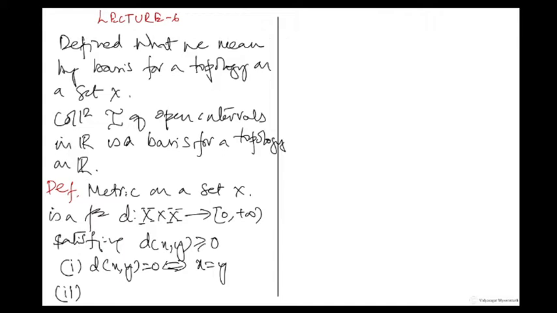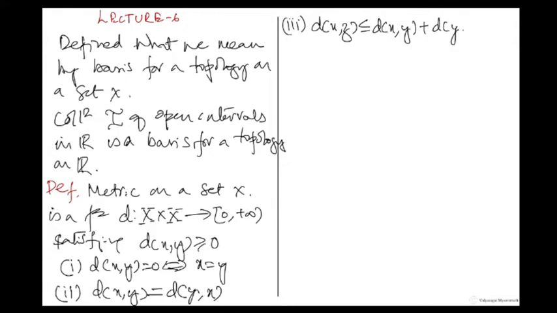The second requirement is d of x, y is the same as d of y, x. So the distance between x and y should be the same as the distance between y and x. And the third requirement is that the distance between x and z is less than or equal to the distance between x and y plus the distance between y and z. This is what is called the triangular inequality.